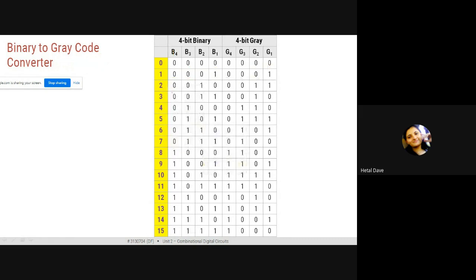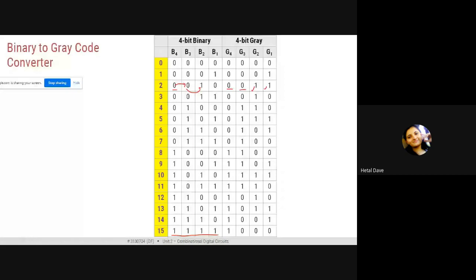Next, this 0 is copied here at G4. Then these 2 bits are XORed. What is the XOR of 0, 0? So this 0 is here. Then the next 2 bits are XORed: 0, 1 is 1, and 1, 0 is 1. Using this method, you can design your output. Let's verify the last combination. We have already verified it.